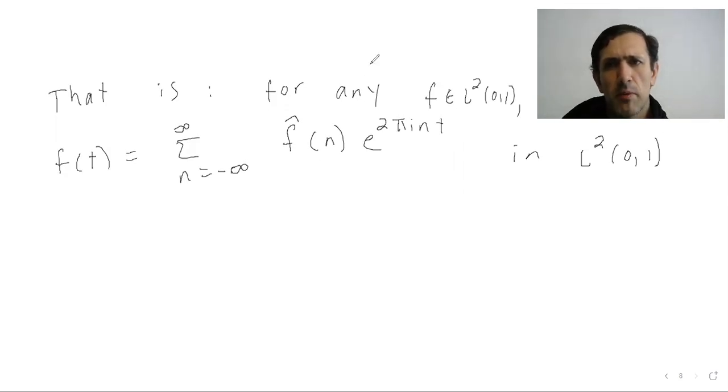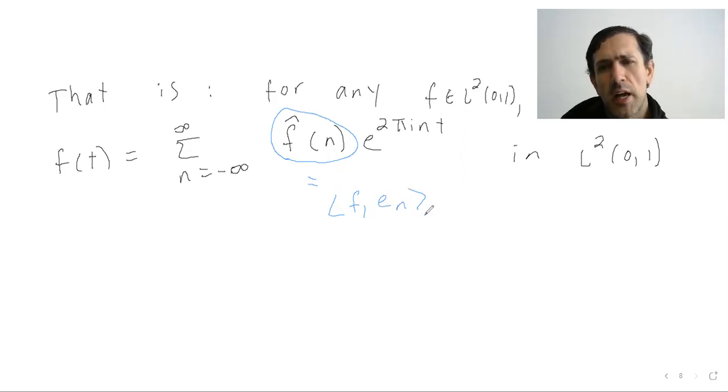Again, remember that the definition of f hat n is f inner product the nth exponential on L2. So that's the L2 theory of Fourier series.